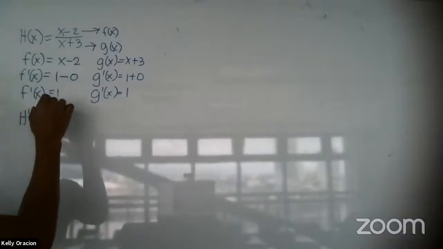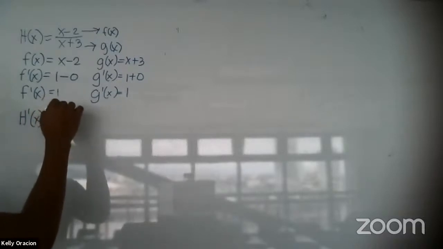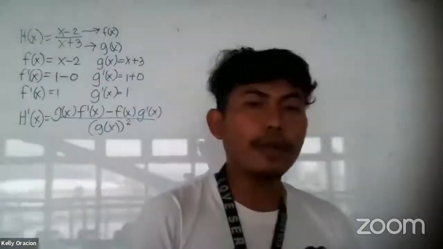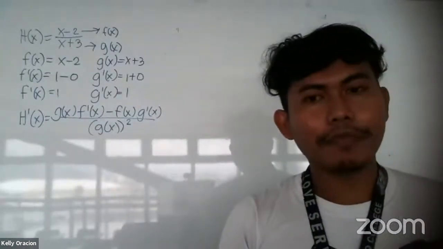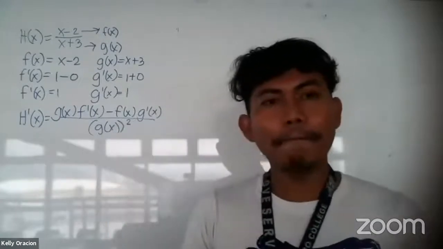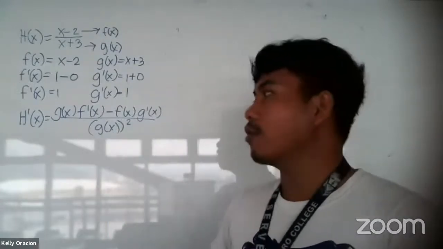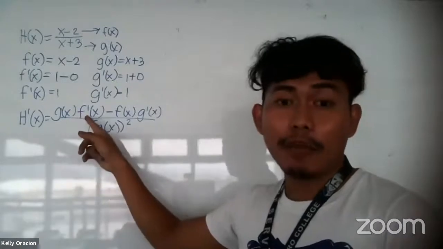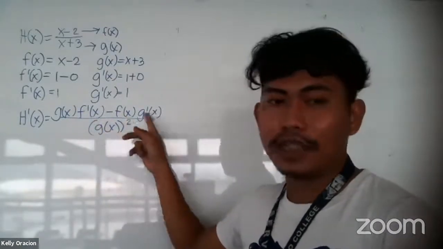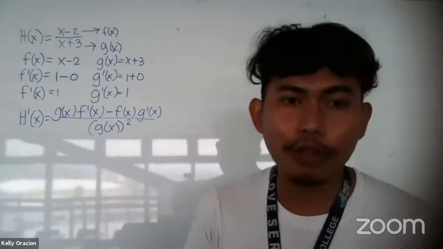Formula of quotient rule. You have g of x times f prime x minus f of x times g prime x over g of x squared. That is the formula sa quotient rule. And then, ito yung formula, substitute. Meron tayong g of x, meron na tayong f prime x, meron na tayong f of x, at saka g prime x. So all you need to do is to substitute.